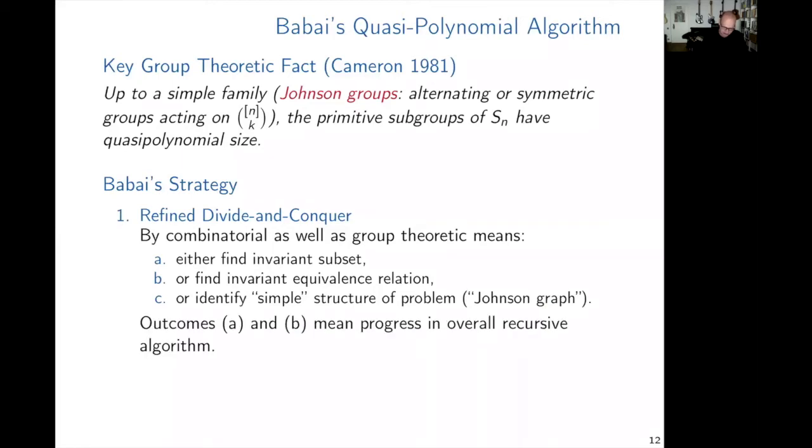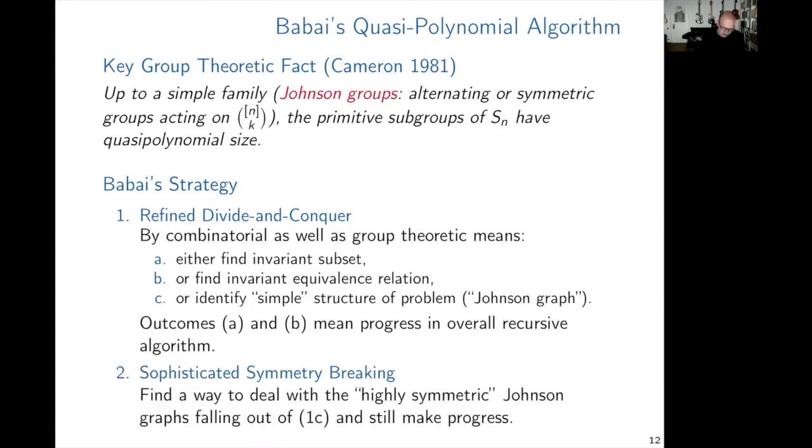So this is really very simplified. But anyway, the first two outcomes basically mean that we can make progress towards a smaller problem. So that's good. So what do we do in the third case? If we have identified this simple structure, well, we have to deal with these highly symmetric graphs and do some very sophisticated symmetry breaking. I don't want to talk about this now.